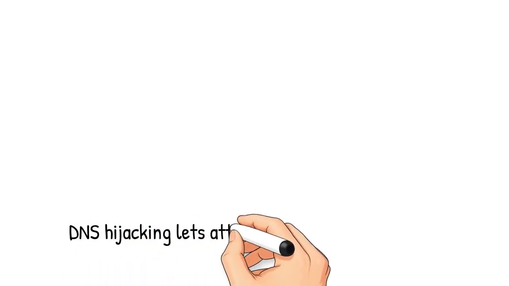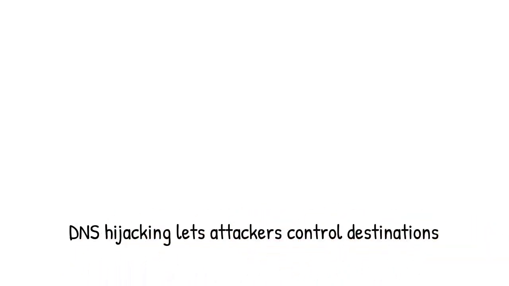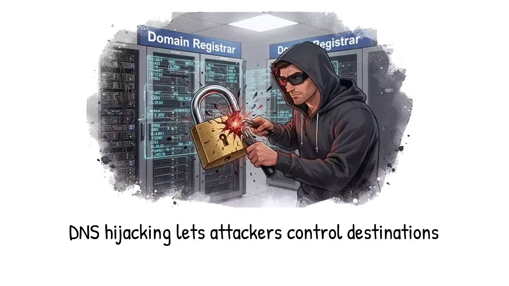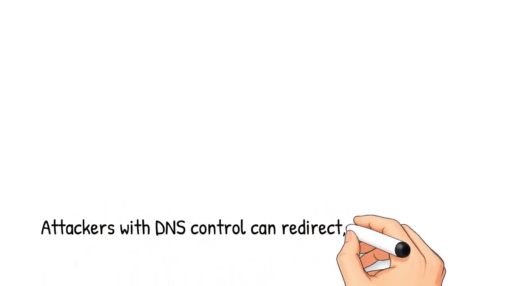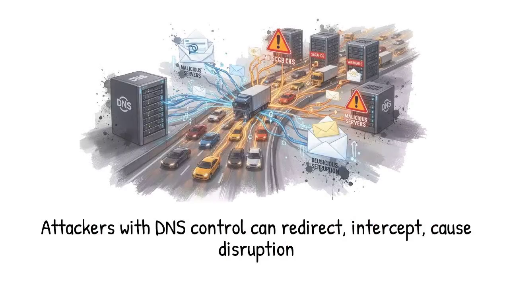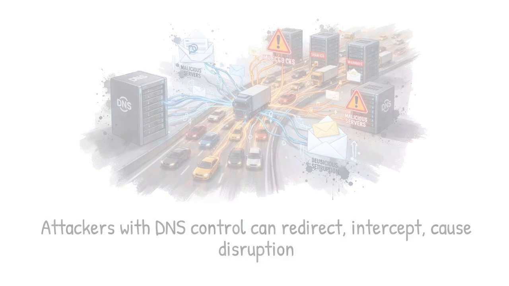Another dangerous attack is DNS hijacking, where attackers gain control of a domain's DNS settings. This often happens when domain registrars are compromised or when administrators use weak passwords. Once attackers control the DNS records, they can redirect all traffic to malicious servers, intercept emails, or disrupt business operations.